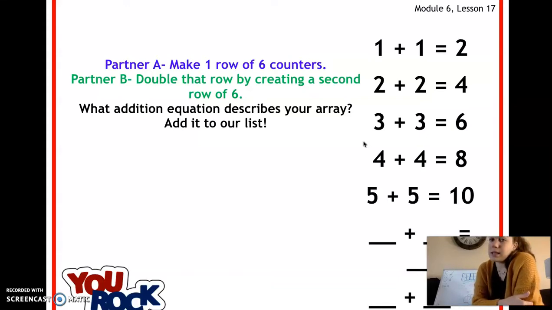So part A says make one row of 6 counters. If you don't have counters or objects at your house, you can just draw a picture of 6 things in a row. And then part B, partner B says double that row by creating a second row of 6. So partner A made the one row of 6. Now partner B needs to make another row of 6 to double that. Now you need to write the addition equation that describes that array and then add it to your list.